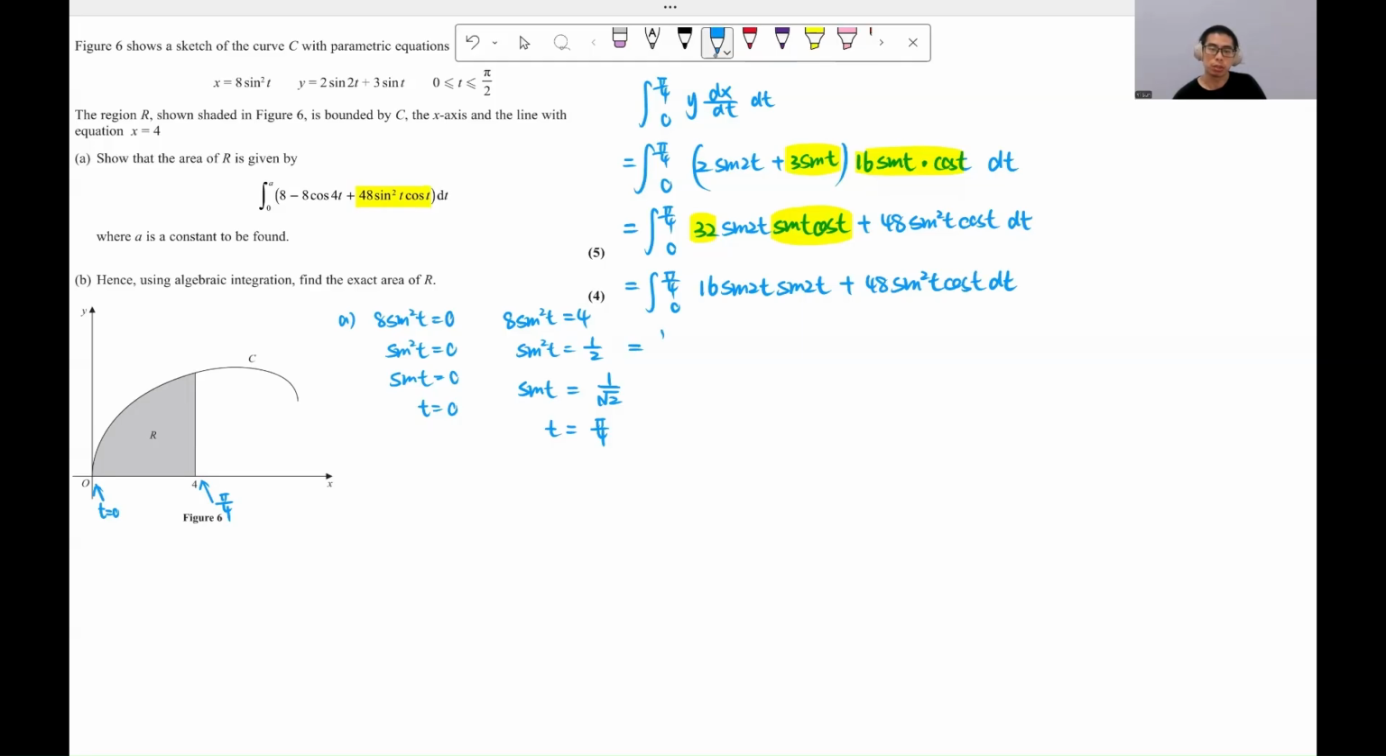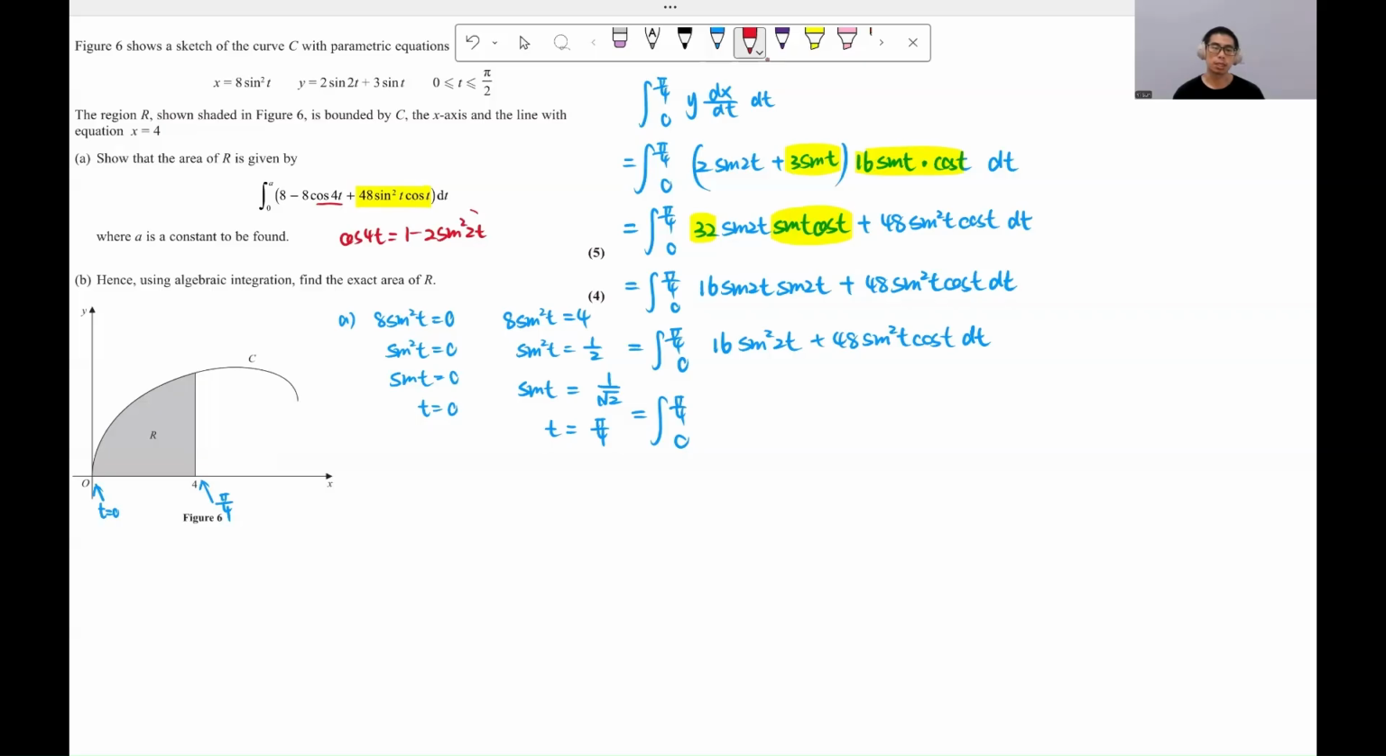And then if we use the double angle formula again, let's just simplify first. So let's write it as 16 sin²2t, and then 48 sin²t cos t dt. Okay, now use the double angle formula. So for sin²2t, we know the double angle formula to convert it to cos 4t, that would be cos 4t equals 1 minus 2 sin²2t.